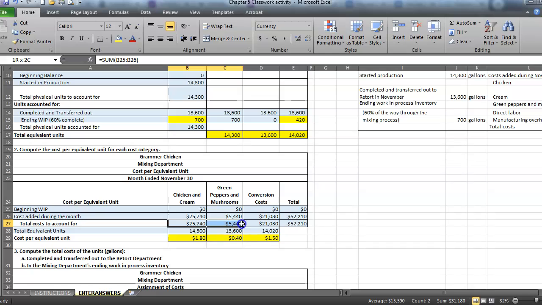Once we've got that information, I'm going to highlight it because that's just a very basic calculation. It's just taking our beginning WIP plus our costs added during the month. Then we have our equivalent units. Now, we've already calculated our equivalent units right here. So all we need to do is take these numbers and plug them right here. Once we plug in our equivalent units that we've already calculated, we now are in a better position to calculate our cost per equivalent unit.